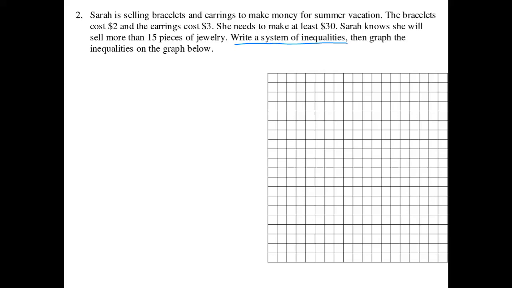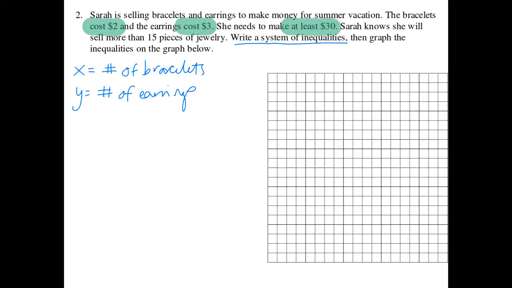So as we were reading, I noticed that Sarah is selling two things. First thing that was mentioned was bracelets, so I'm going to say the number of bracelets. And the second thing she's selling is earrings, so number of earrings. Because if we look back, they told us in the paragraph everything about the cost of each, or like what she's bringing in. I'm also going to highlight here in the same color because it's another dollar.